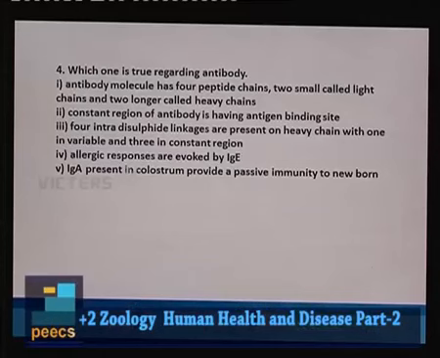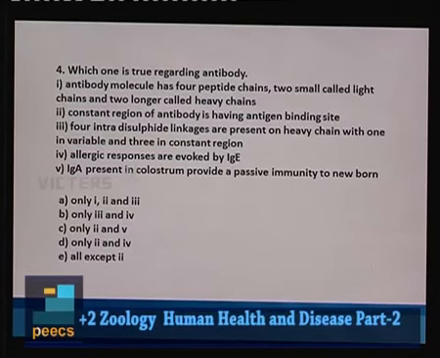What about the fourth one? Allergic responses are evoked by IgE. This is true. Fifth one, IgA present in colostrum will provide passive immunity to the newborn. This is also true. So, from the options you can pick option E, all except 2. Only the second statement is wrong here, because it says the constant region has the antigen binding site. That is wrong, because the variable region of the antibody will have the antigen binding site.